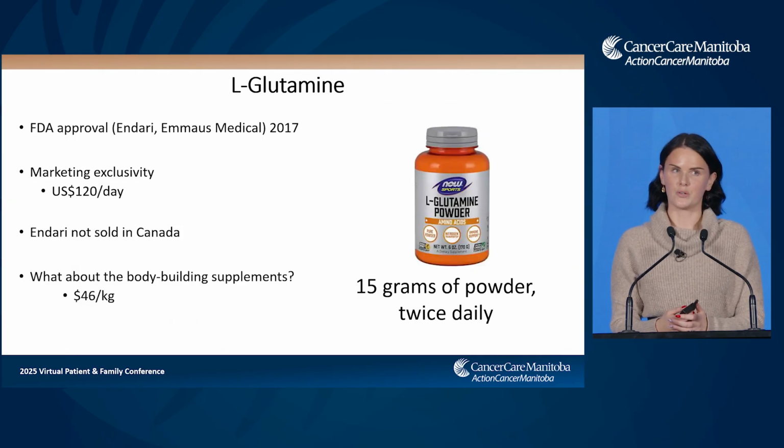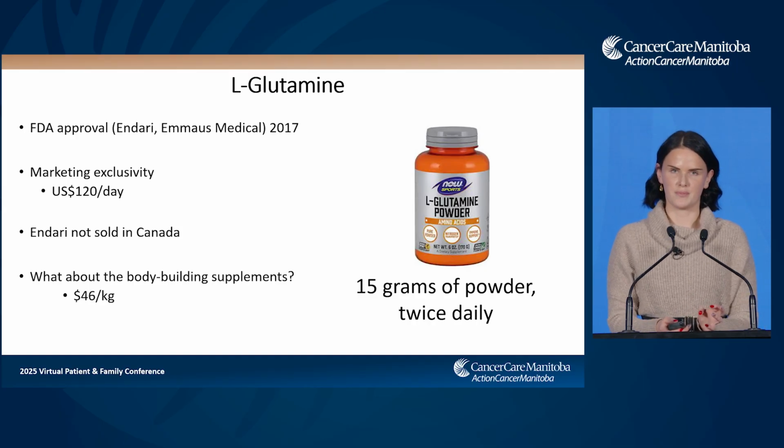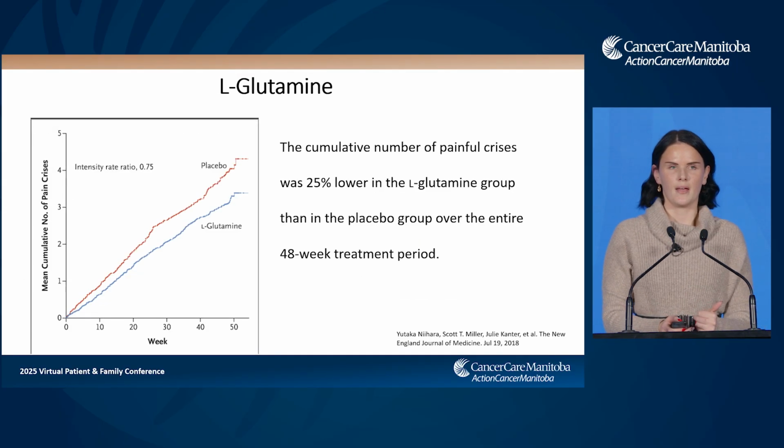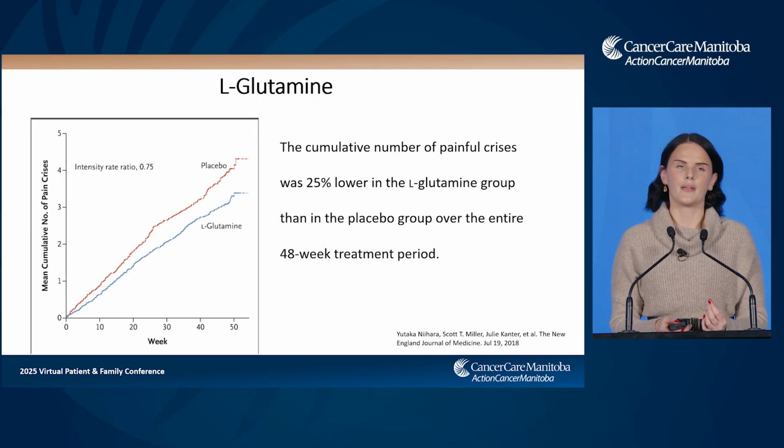Now, L-glutamine is also available in Canada. In the United States, it's sold under the name Endari, and they have what's called marketing exclusivity, meaning no one else can sell it, so they charge a lot for it. And in Canada, you cannot buy Endari, but what you can do is go to a supplement store. It costs about $46 for a month, and we recommend 15 grams of powder twice a day. This was a study that looked to see whether L-glutamine at this dosage was helpful, and they found that there's a 25% reduction in pain crises in people taking the medication.